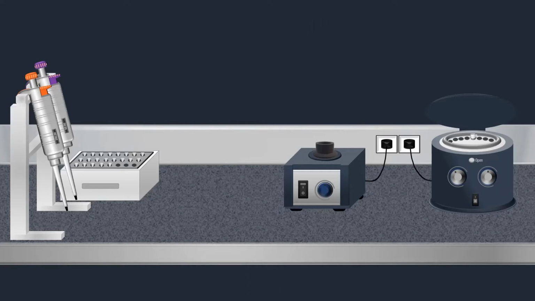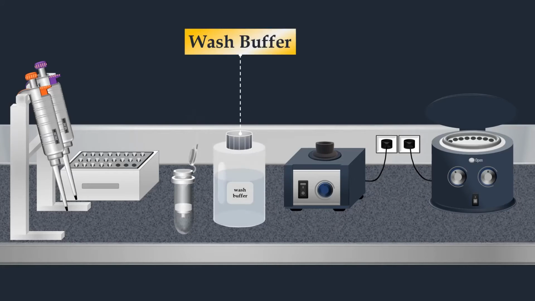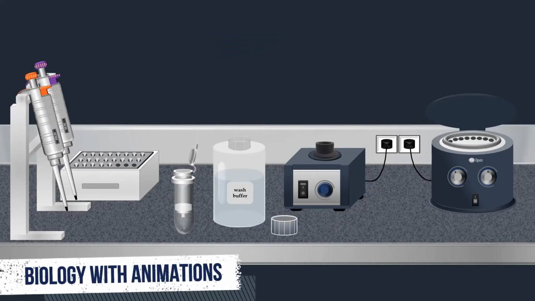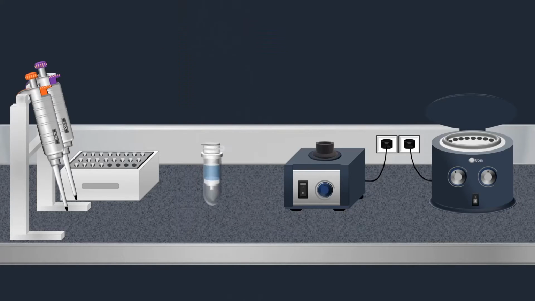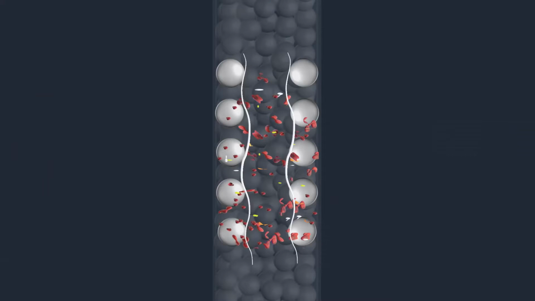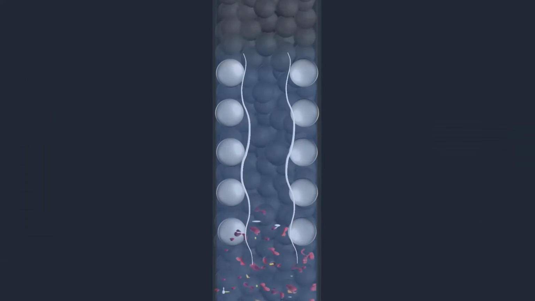After centrifugation, the spin column is placed into a clean collection tube and the filtrate is discarded. Then a wash buffer is added. The column is put in a centrifuge again, forcing the wash buffer through the membrane. This removes any remaining impurities from the membrane, leaving only the RNA bound to the silica gel.